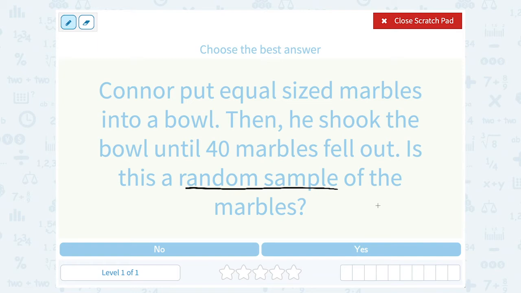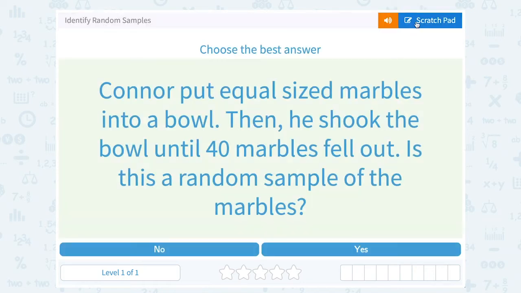So in this case, if he's putting marbles in a bowl and he's shaking it up so he doesn't know what marble is where, 40 marbles are going to fall out randomly. So yes, this would be an example of a random sample.